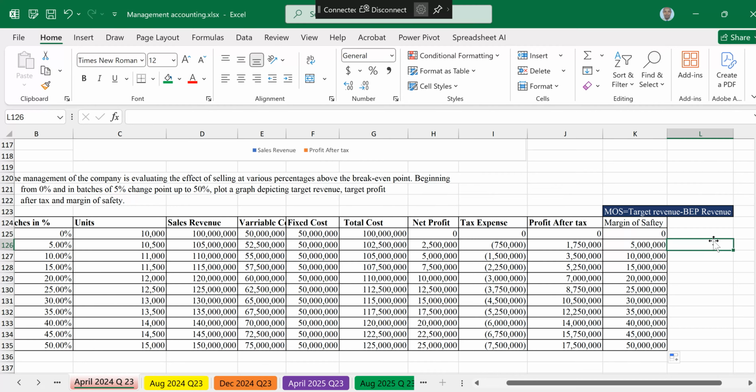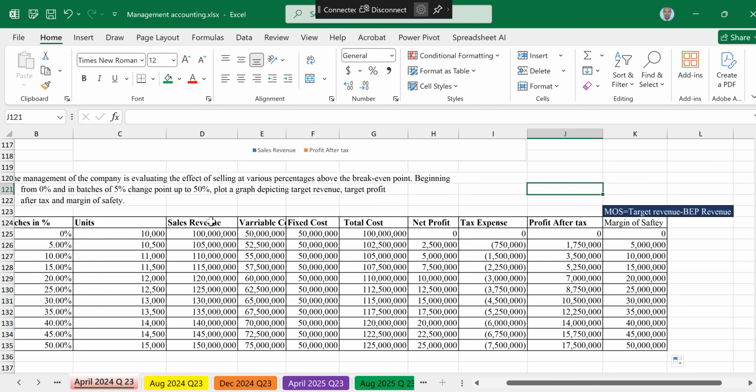Now, whatever remains is a chart. So I'll be doing that chart. Then we close. Now, plot a graph depicting target revenue, target profit after tax, and margin of safety. So we have the target revenue. Select the revenue. Select control key and select the target profit after tax. You also pick the margin of safety. So that's how you select.